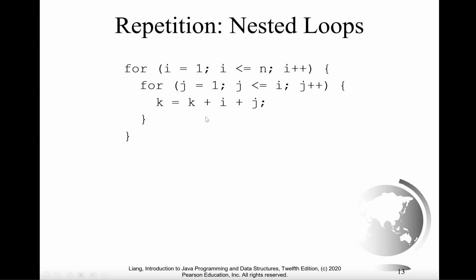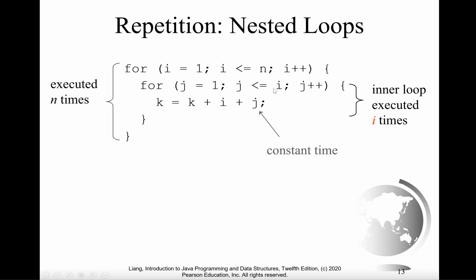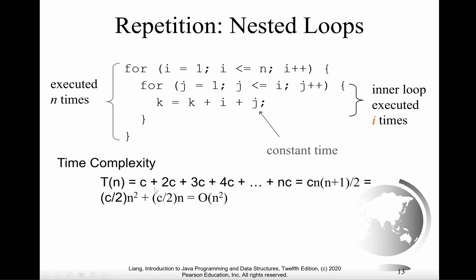Let's look at this one here. It's slightly different from the previous one. Here j is 1 all the way to i, depending on this i. So let's look at the time here. This is a constant time for this statement, and this inner loop is executed i times, and now i is 1 to n. Look at the total time. You can write it like this.